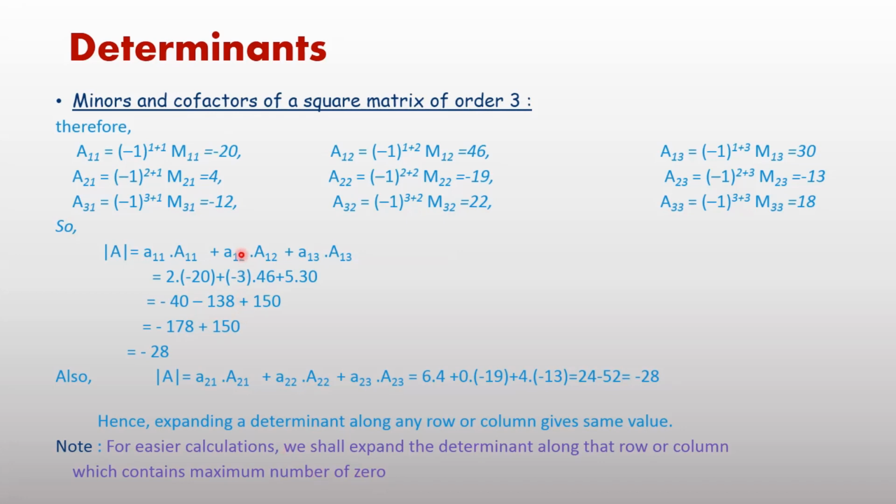By chance, if in the first row the second element is 0 and the third element is 0, it's very easy. Multiply A11 and you will get the result. So whenever you have to find the value of the determinant of any matrix, you expand it along the row or along any column in which the maximum number of zeros is present.